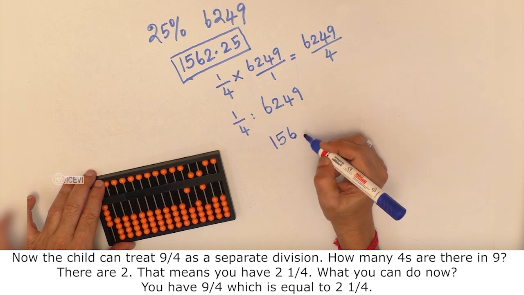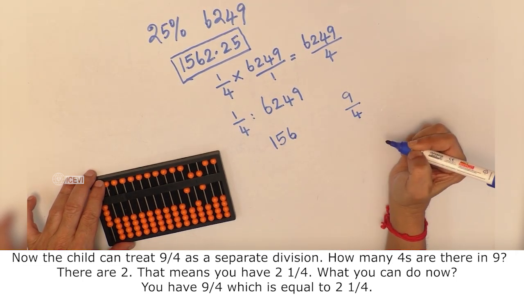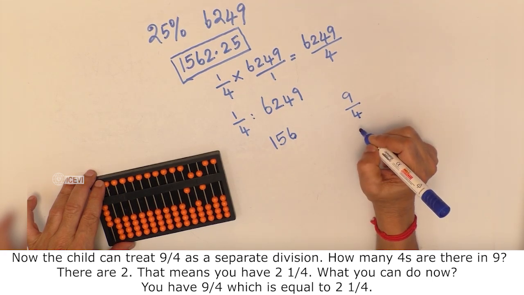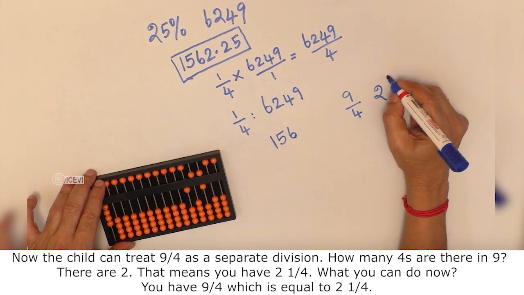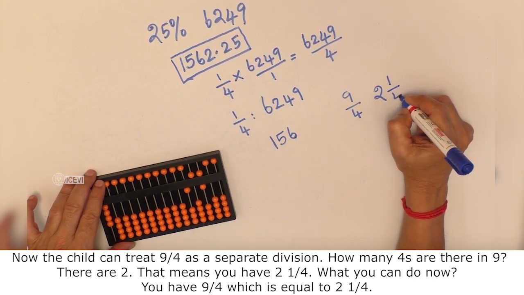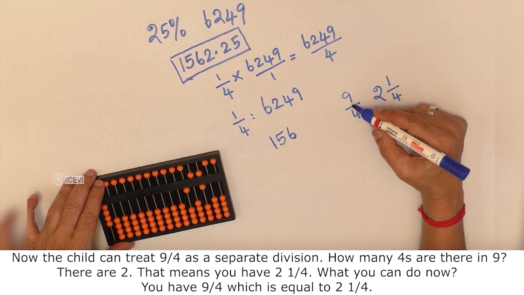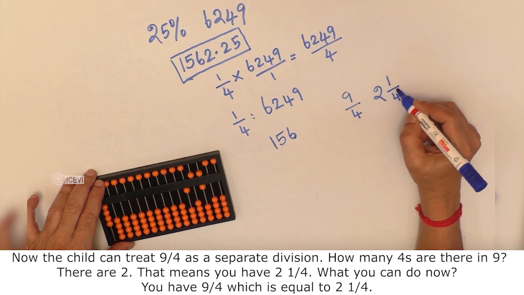Now the child can treat 9/4 as a separate division. How many 4s are there in 9? There are 2. That means you have 2 1/4. What you can do now, you have 9/4 which is equal to 2 1/4.